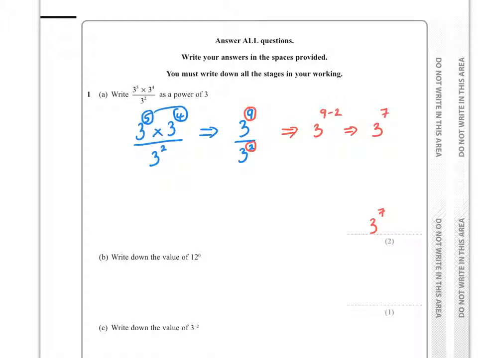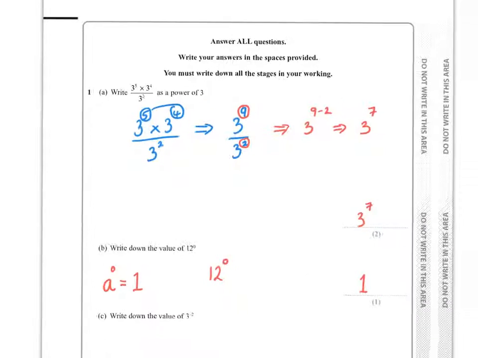Part B, write down the value of 12 to the power 0. Well, that's just going to be 1, because anything to the power 0 is always 1. Let's have a look at part C.